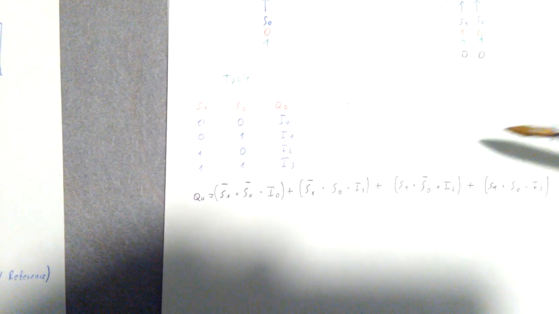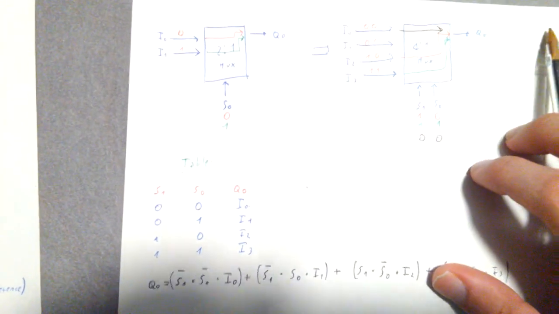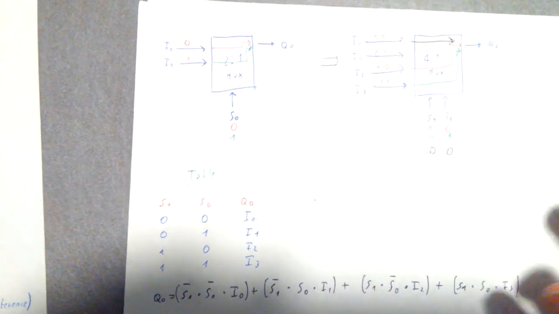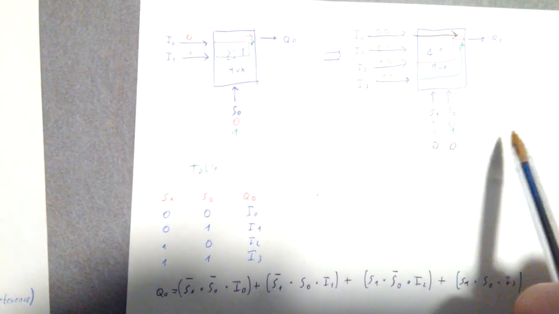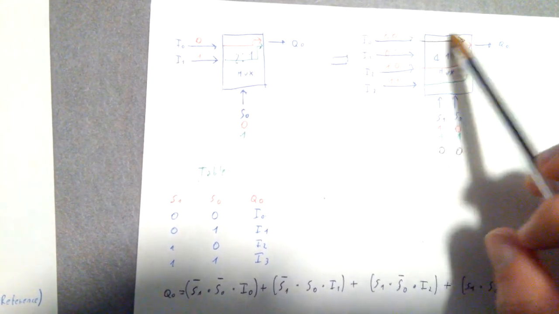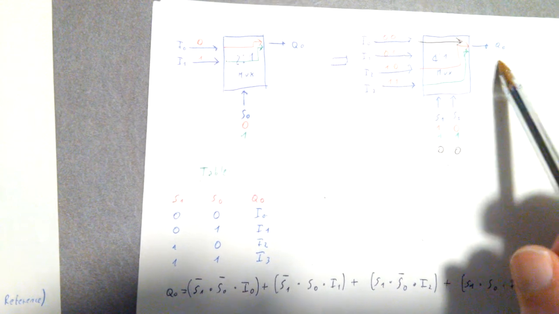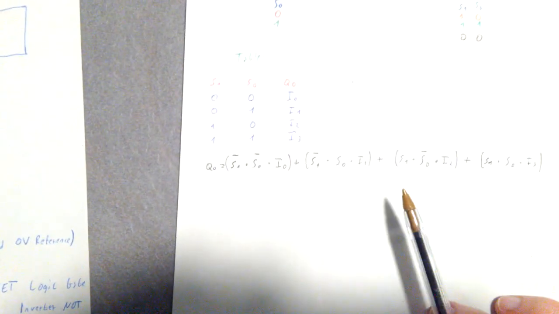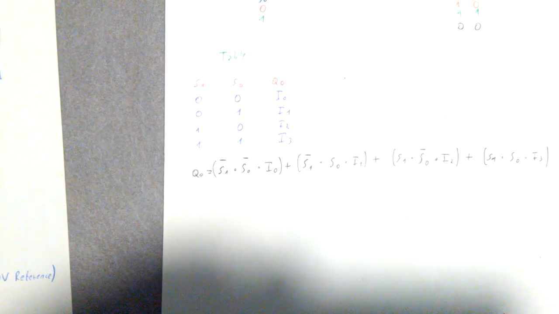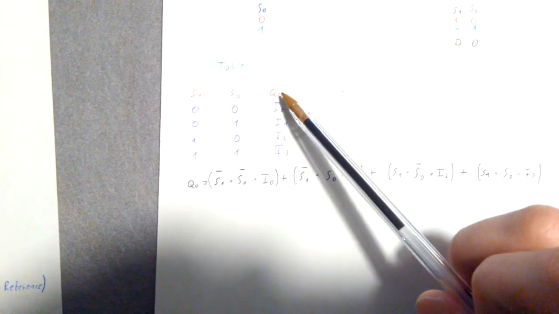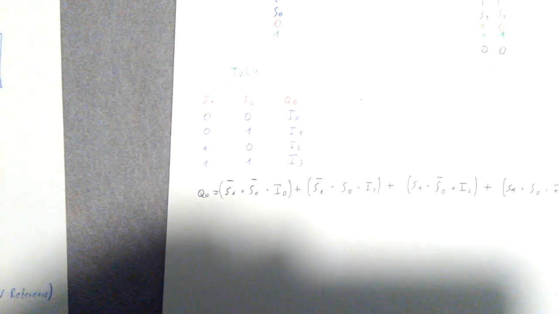So this is basically our mean term notation for this 4-to-1 mux, which takes 4 inputs, and it basically outputs only one thing, which is Q0. We have basically got the expression here. So this is the equation, showing you the output.